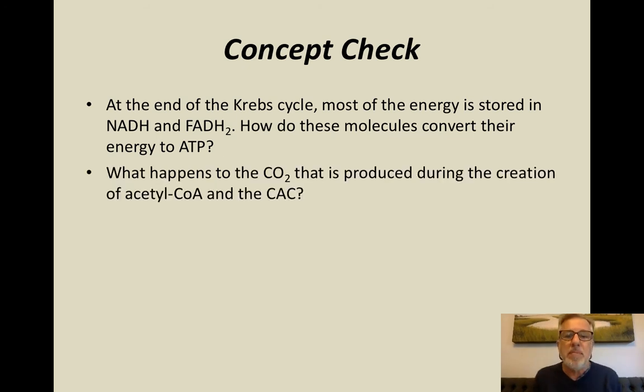What happens to the carbon dioxide that is produced during the creation of acetyl-CoA and during the citric acid cycle? Think about that. Turn off your video. Get an answer. Okay, well, if you are a unicellular organism, it simply diffuses out of your cell. But if you are a multicellular organism that breathes, it has to travel via the bloodstream back to the lungs, where it diffuses across the membrane of the lung and then is actively breathed out.